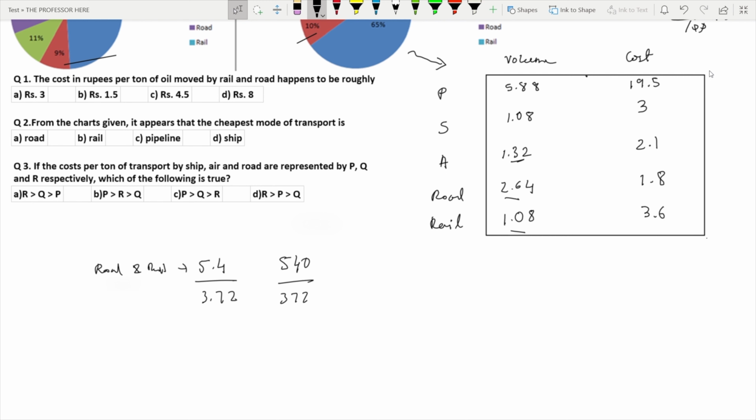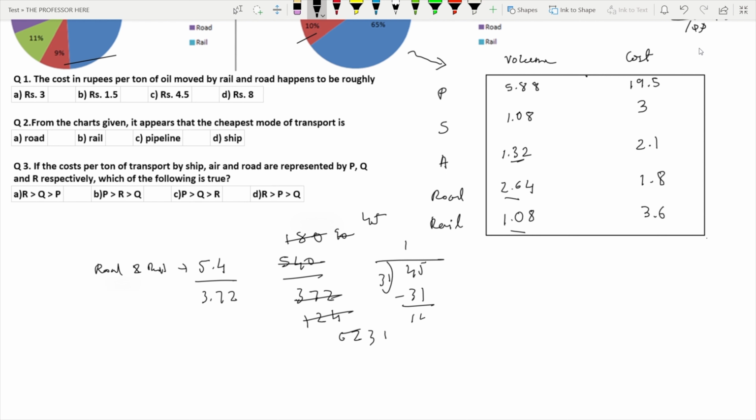If you have seen the video on number system that I have covered in this channel, then you would know that these two numbers are divisible by 3. Dividing both, we get 180 by 124, and again dividing by 4, we get 45 by 31. So 45 divided by 31 is about 1.4. So the closest answer here is option B, 1.5 is the answer.